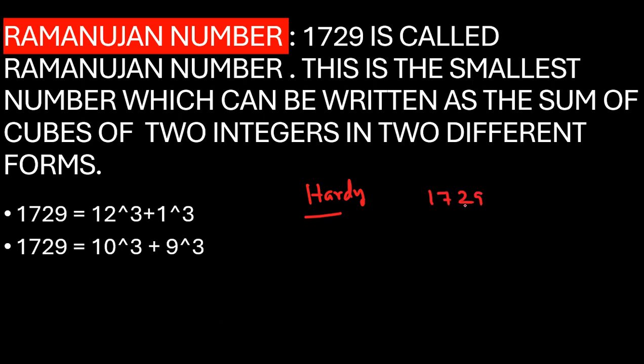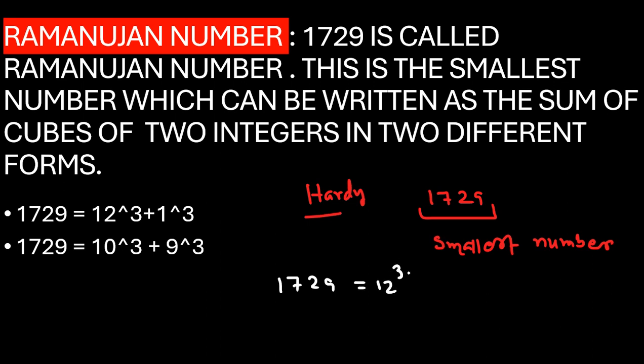Then Ramanujan said, the beauty of this number is that this is the smallest number which can be written as a sum of two cubes in two different ways. He said that you can write 1729 as 12 cube, which is 1728, plus 1 cube. Then you can write 1729 as 10 cube, 1000, plus 9 cube, that is 729. After that this number became very popular in the theory of mathematics. Everyone called this number the Ramanujan number or Hardy-Ramanujan number, 1729. So this one is the smallest number. Now this is the story behind the number.